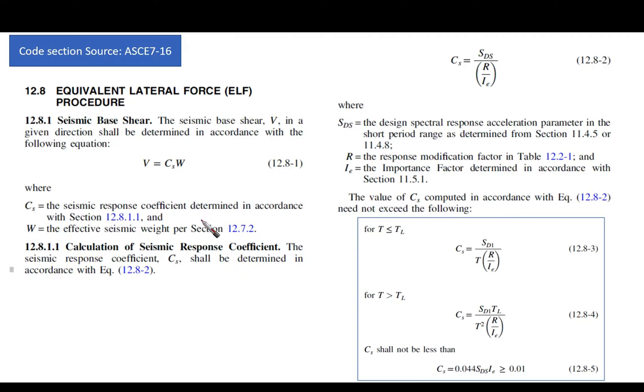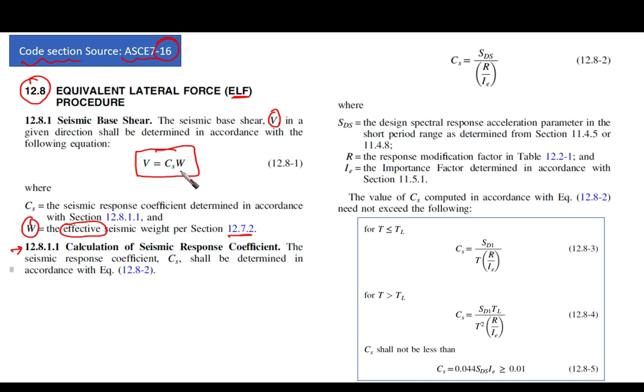This is part of ASCE-7-16, and you are going to find it under section 12.8, which is titled equivalent lateral force ELF procedure. They are stating that the seismic base shear V in a given direction shall be determined in accordance with the following equation. This is the main equation, which is, as I said, CS times W. CS is the seismic response coefficient, determined based on section 12.8.1.1. And W is the effective seismic weight, which we already explained in the previous video.